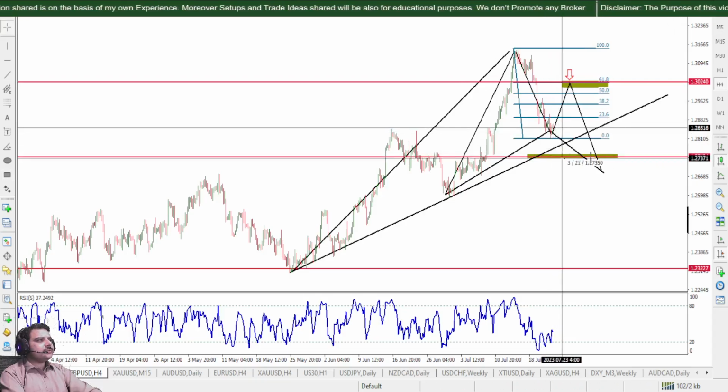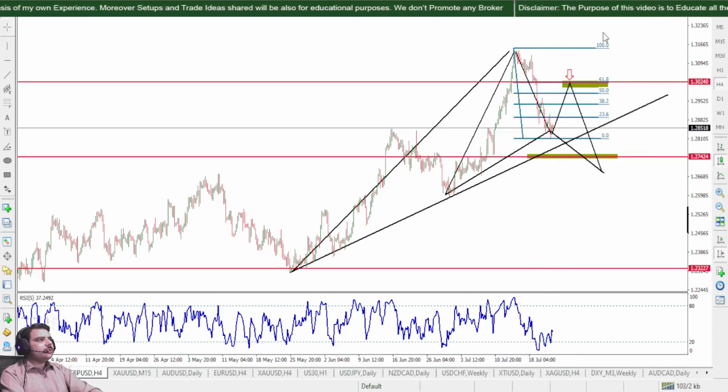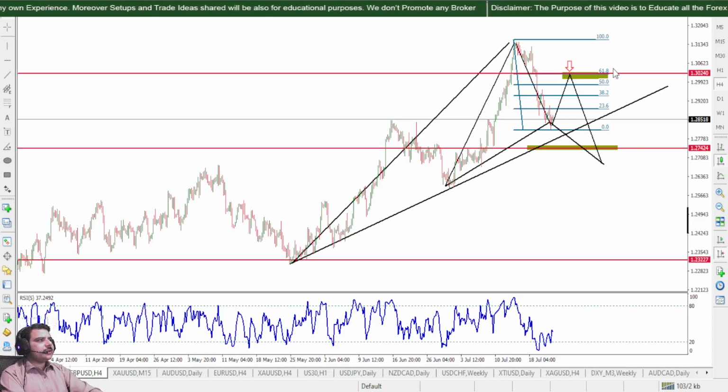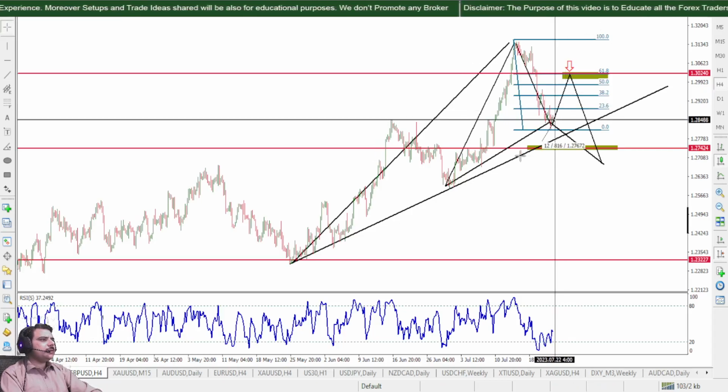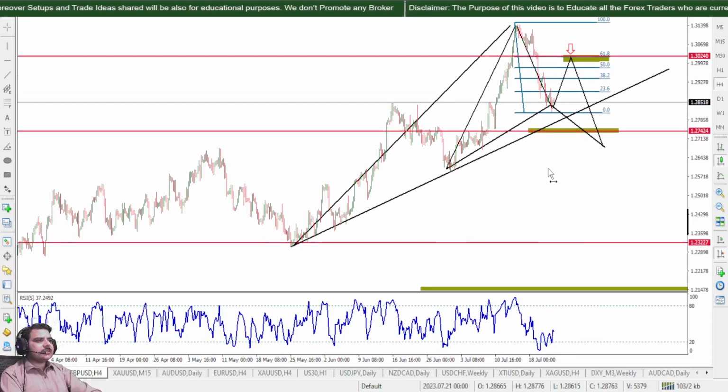1.27424, in that situation I'm going to take a buy trade. But first I think it should go up from right here for around 208 pips, a very nice buy opportunity with a very small stop loss of around 70 pips in this situation.